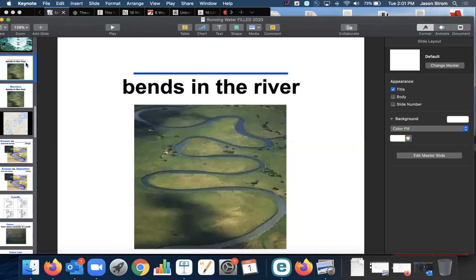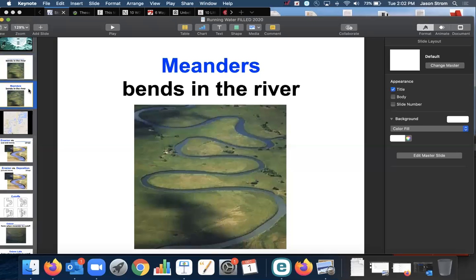So as rivers mature and they start to get to that base level, and they form bends and curves and all that, we call those meanders. So if something is meandering, it's just kind of moving, not really with a destination in mind or a goal in mind. You're just kind of moving.